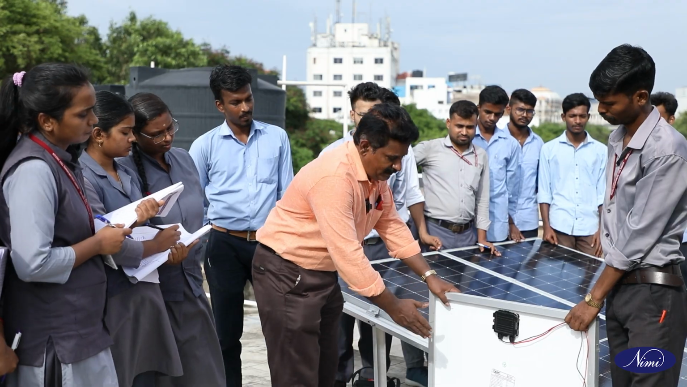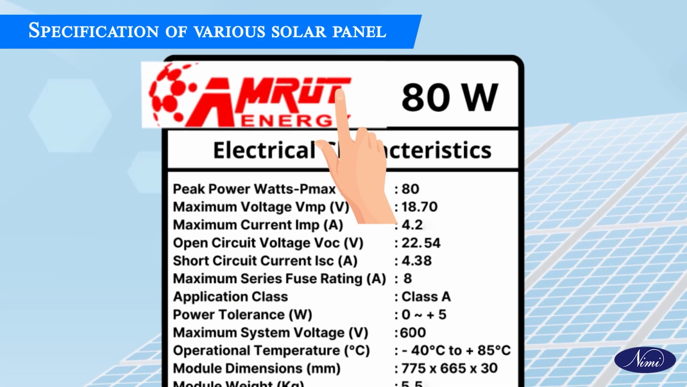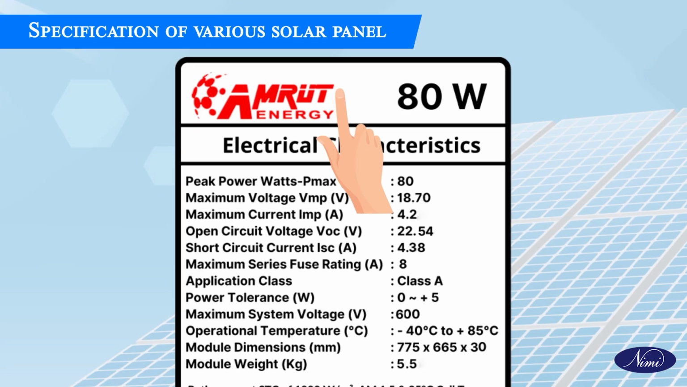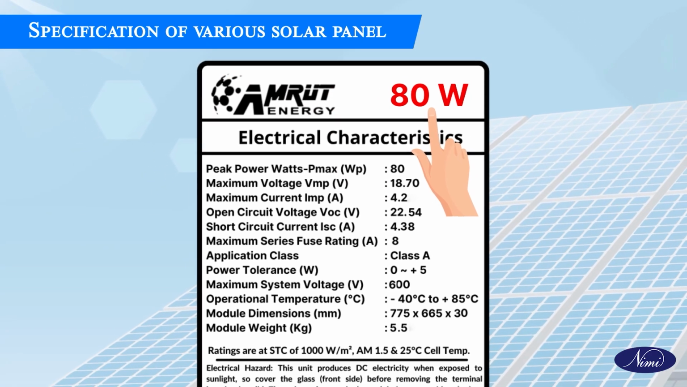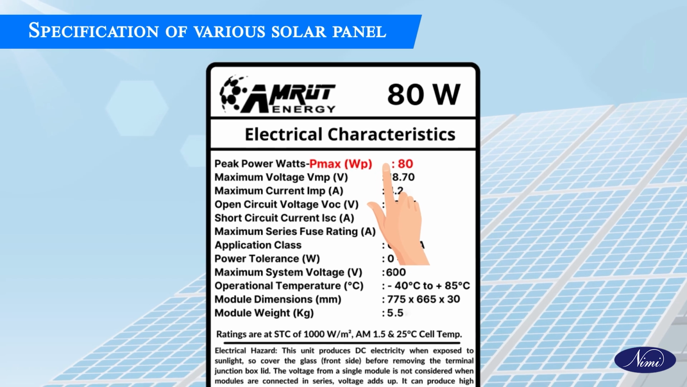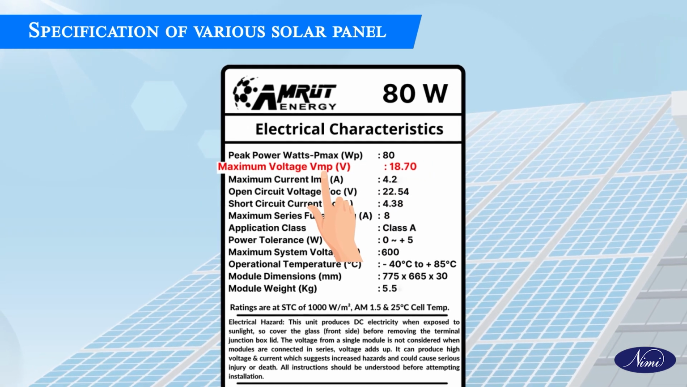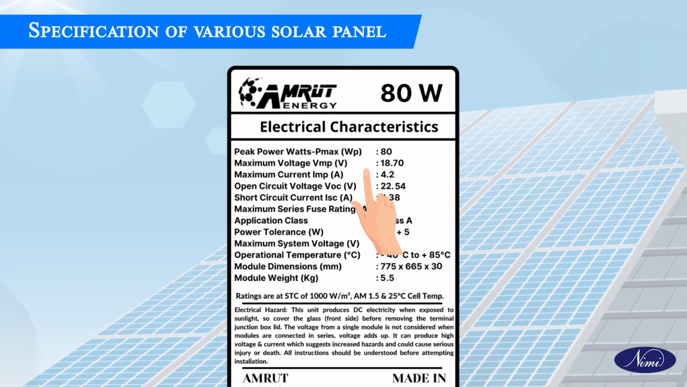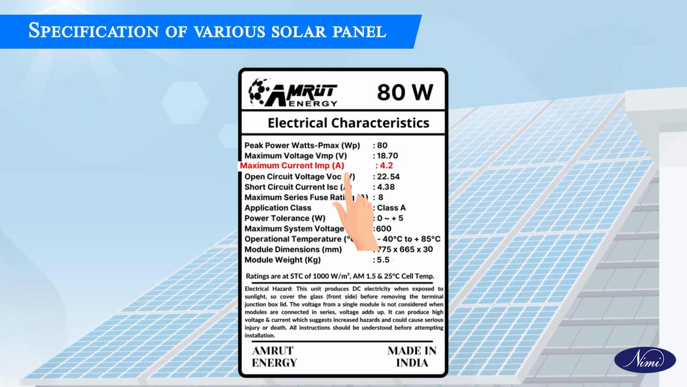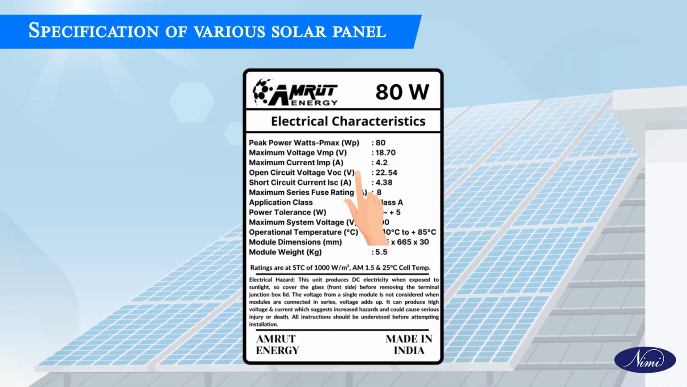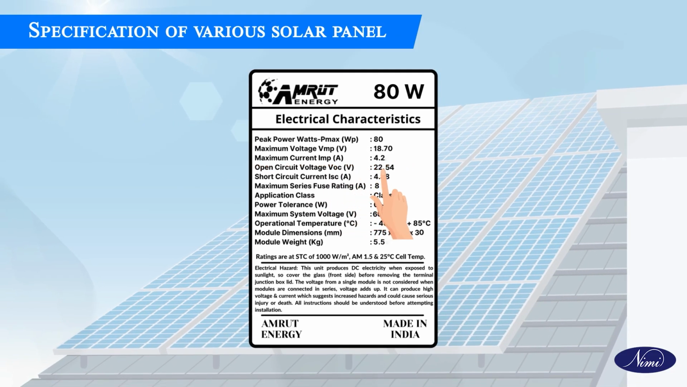For example, here we have the A marked panel. This is the A marked panel. It is 80 watts. This maximum power, that is the peak power, is 80 watts. The maximum voltage at maximum power is 18.7. The maximum current at maximum power is 4.2. The open circuit voltage is 22.57. Like that, we have to take the readings.